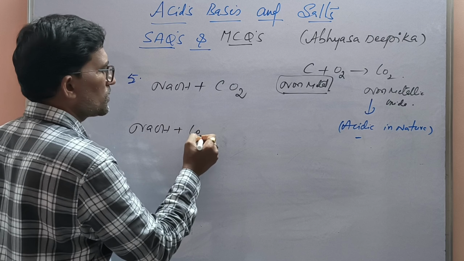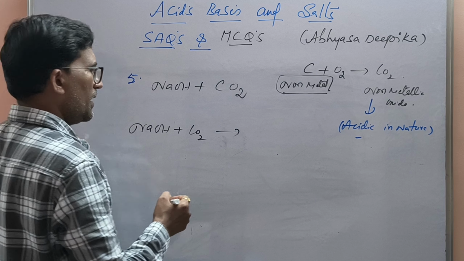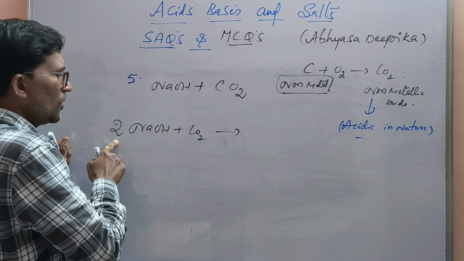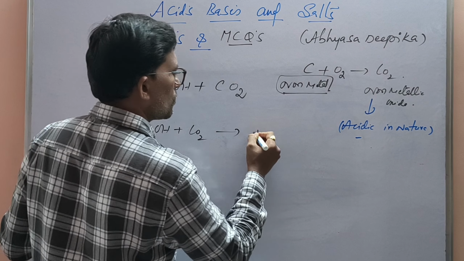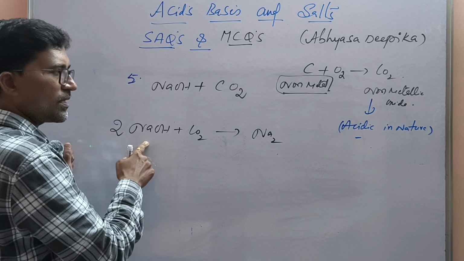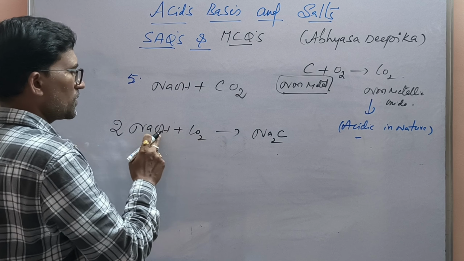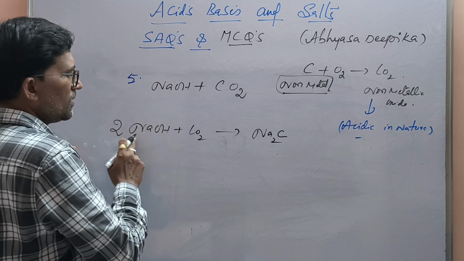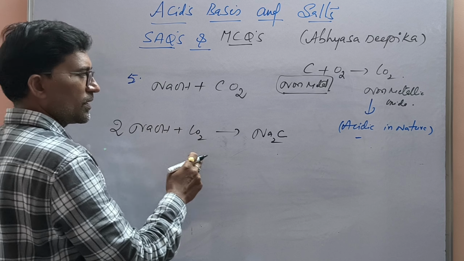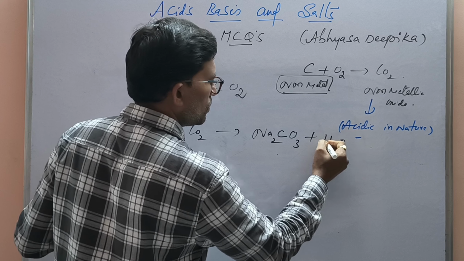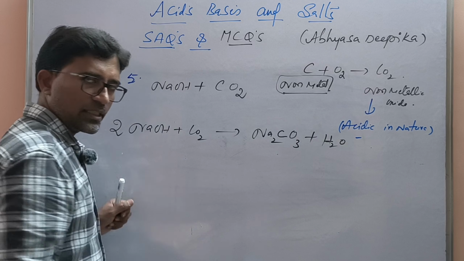NaOH plus CO2 gives rise to, and I will write 2 in front of this as a coefficient: 2 NaOH plus CO2 gives rise to Na2. 2 sodiums are there, so I am writing Na2. 1 carbon is there, C. How many oxygens are there? Total oxygens are 2 plus 2, 4. I am writing Na2CO3 plus H2O. That is salt and water.